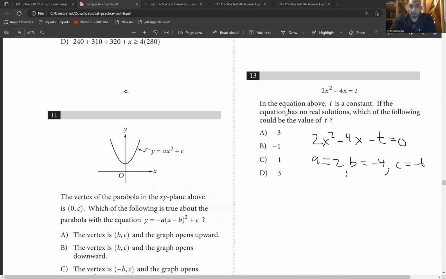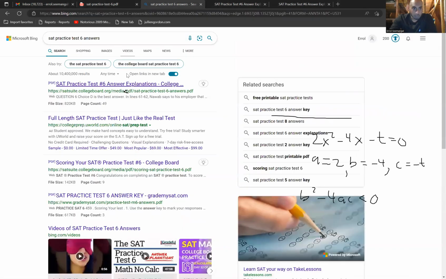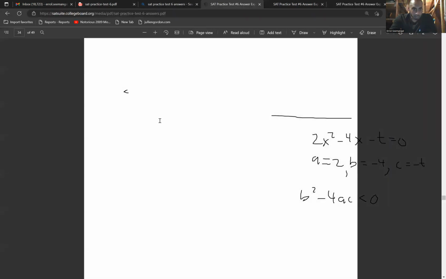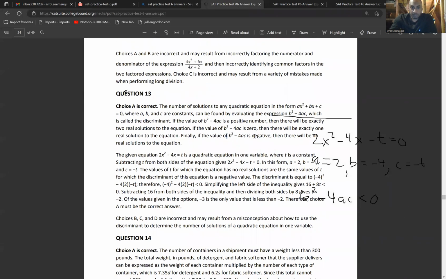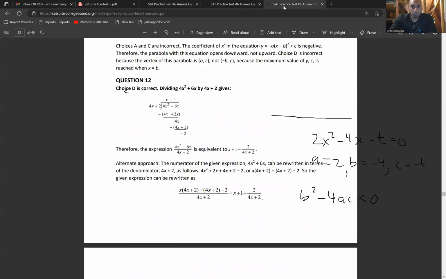So this tells you no real solution. That means that B squared minus 4AC is what, negative? Did it say negative? If that is negative, then there will be no real solution, yeah, negative, yep, so less than 0. Where are we?